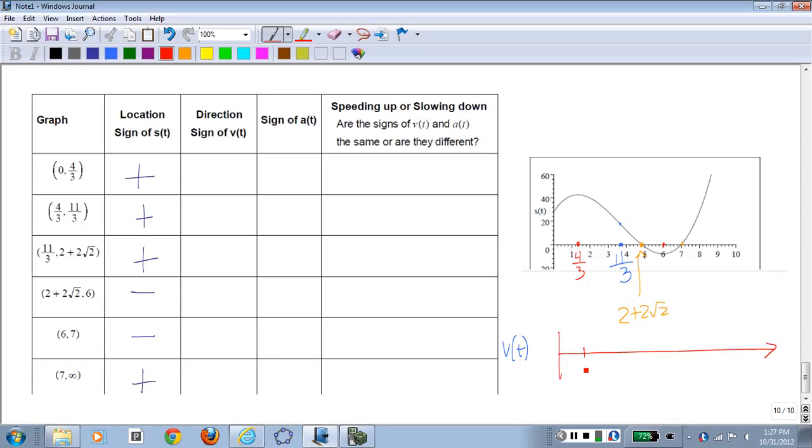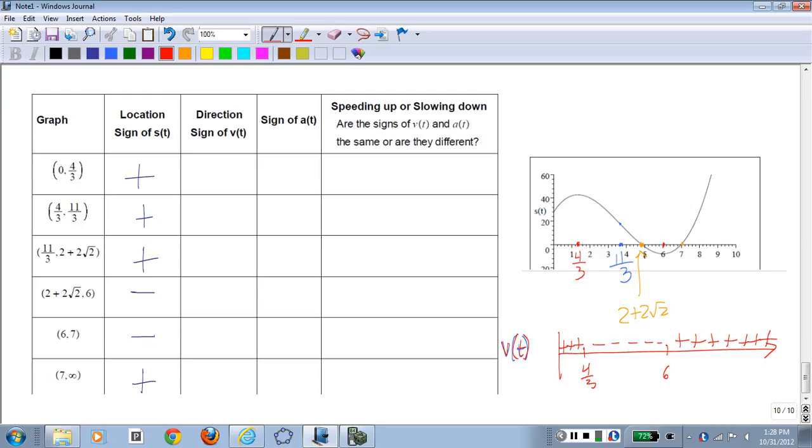And it has a 4/3 on it, and it has a 6 on it. I was looking at the zeros of the second derivative. So there would be pluses here, there would be minuses here, and there would be pluses all the way out there. If we're looking at the sine graph for V of t, that's what it would look like.